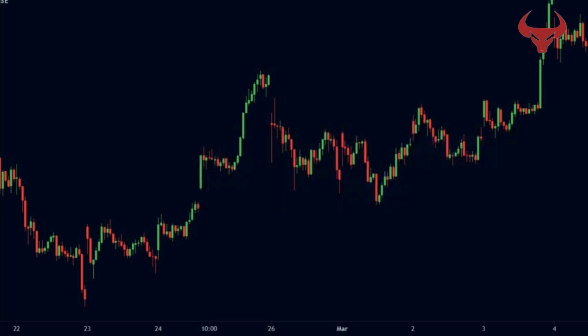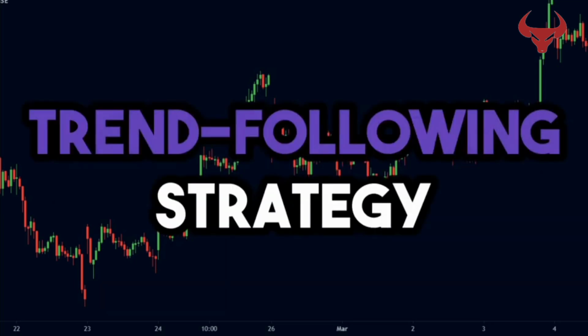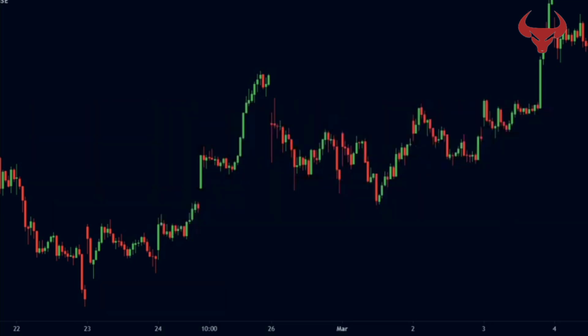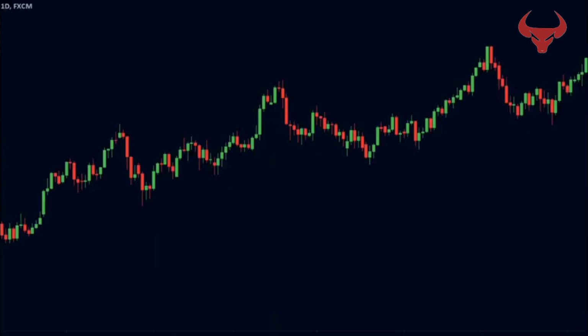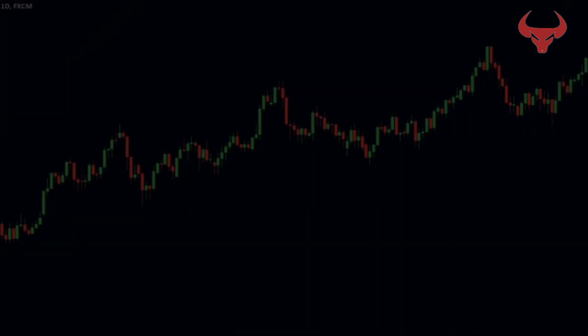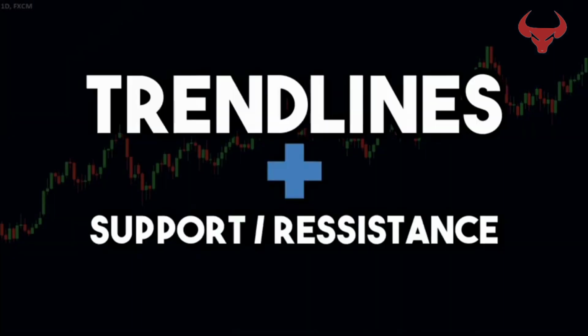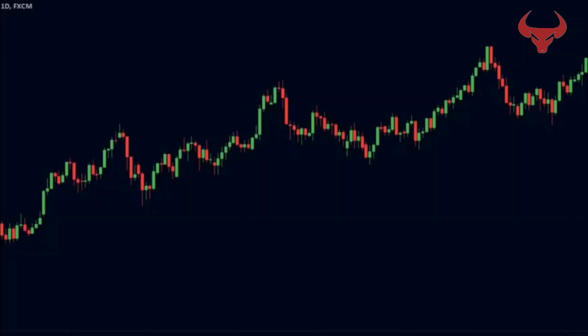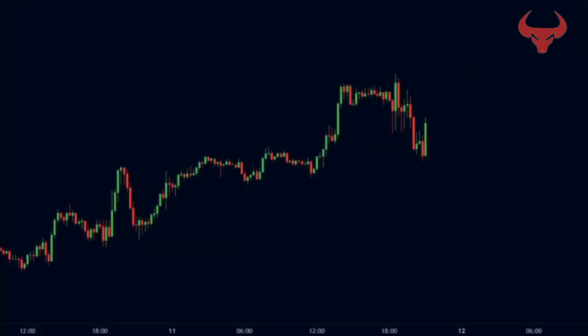The first strategy is a trend following strategy. This means that we will try to catch up moves in an uptrend and down moves in a downtrend. In other words, we will try to enter the trend on the pullbacks. In order to achieve this, we will use the trend lines in conjunction with support and resistance levels. Let us look at an example to understand this strategy.